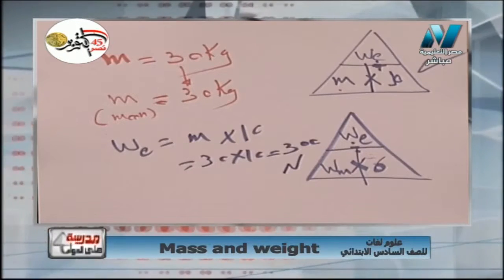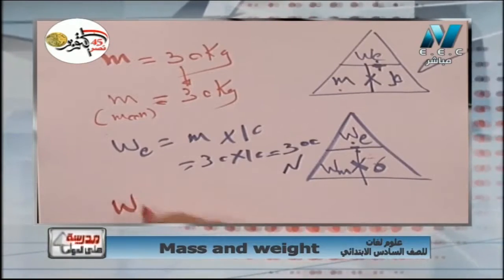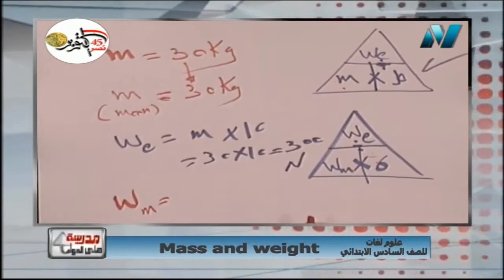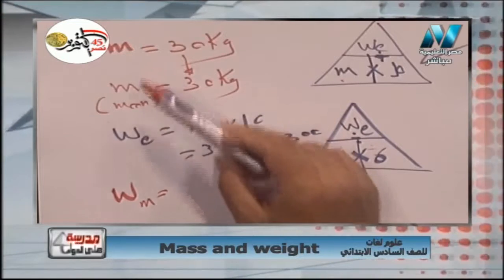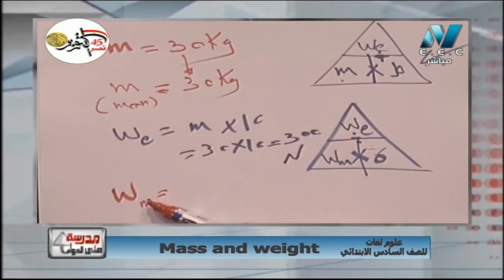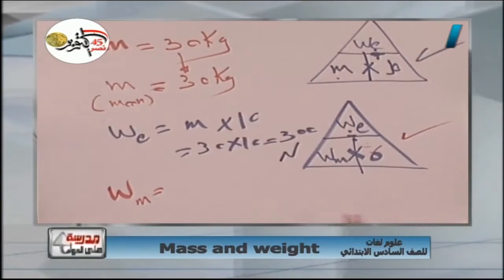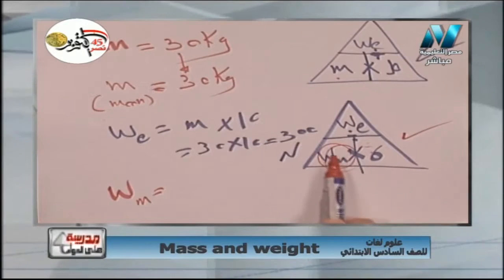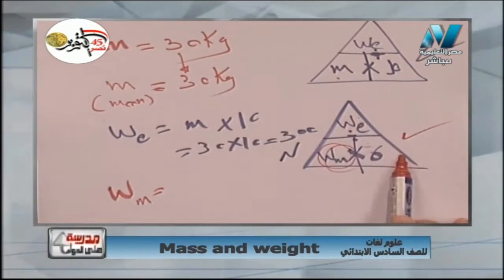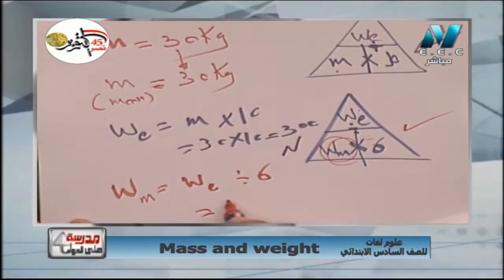The last demand in the problem asked for the weight on the moon. I want to calculate the weight on the moon. Which triangle will I use? I have mass and the weight on the earth, and I want the weight on the moon. Which triangle contains the weight on the moon? Sure, the second triangle. Weight on the moon equals what? The pen on it: weight on the earth divide 6. So it will be 300.